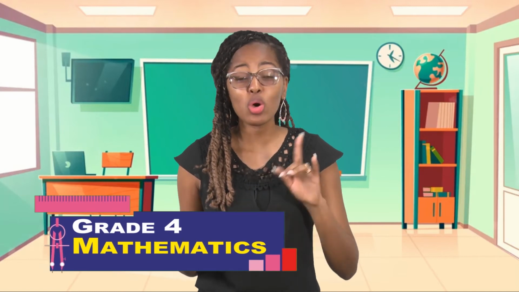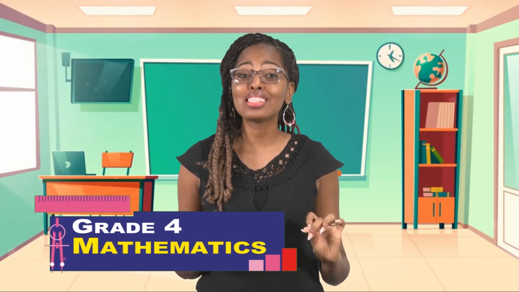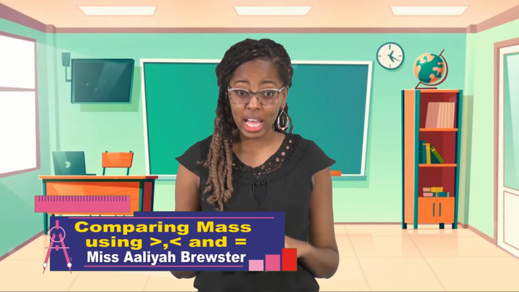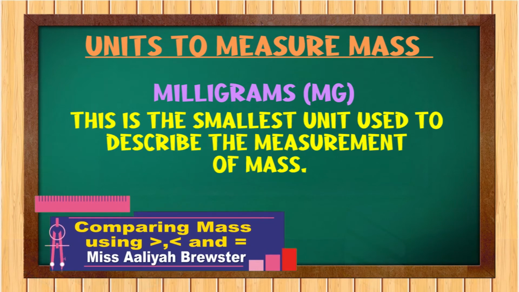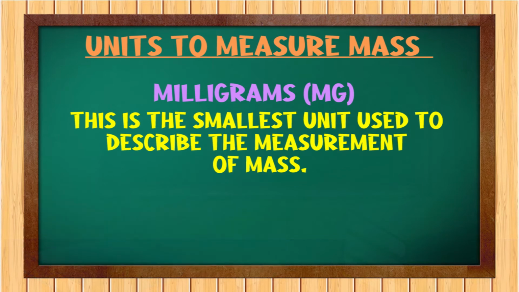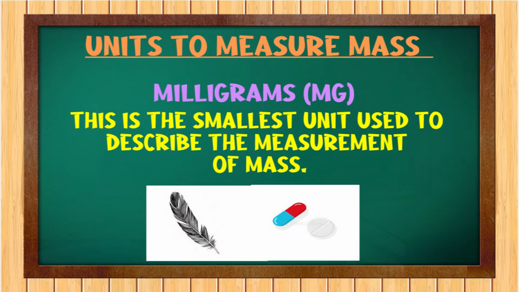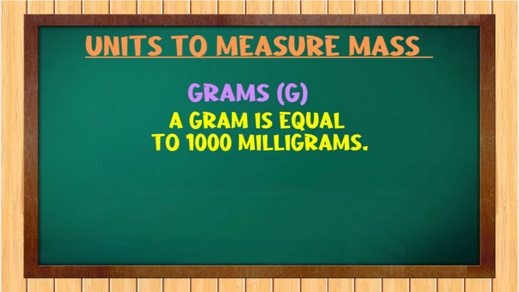Diving further to understand mass, we're going to discuss the units that are used to measure mass. Let's begin with milligram. Milligram is sometimes written as mg, but they mean the same thing. This is the smallest unit that is used to describe the measurement of mass. When you think of milligram, think of a feather or a pill, because most pills or tablets are measured in milligrams.